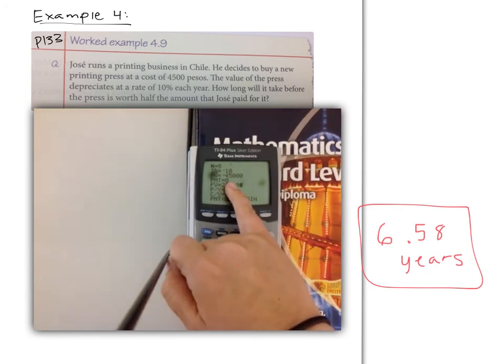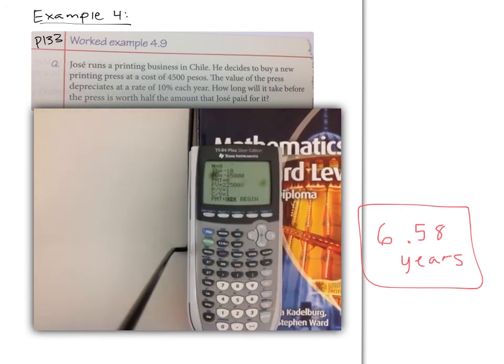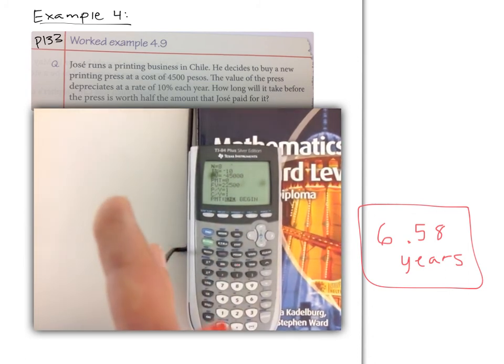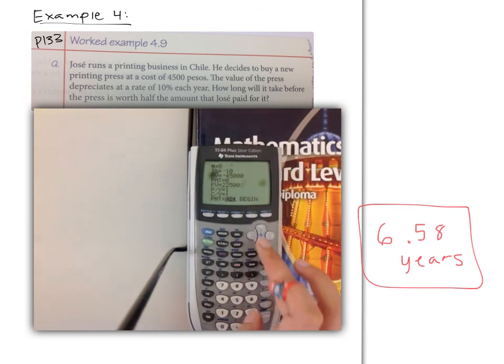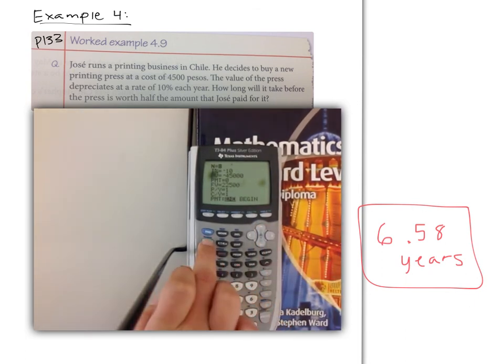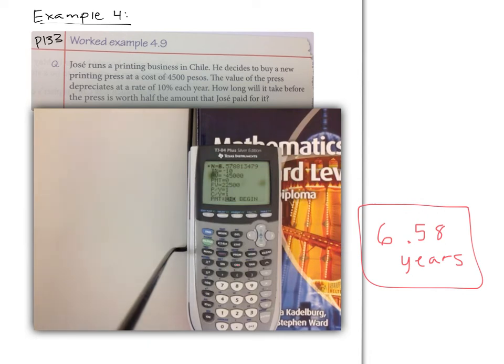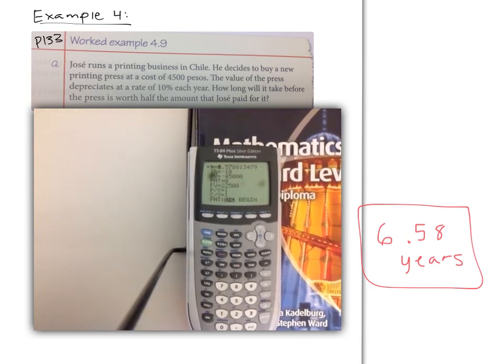Again, one of them is going to be negative, one of them is going to be positive. It wants to know how long it will take before the press is worth half, so how long means that we're solving for n. I'm going to go up to n, press alpha solve, and it tells me that it's going to take 6.58 years. Now things can depreciate over part of a year. It's not like the whole first year it's worth 45,000 until the next year when all of a sudden it drops. No, it's constantly depreciating, even in the middle of a year. So our final answer, including the decimal, would be 6.58 years.